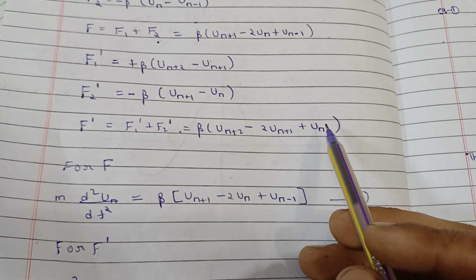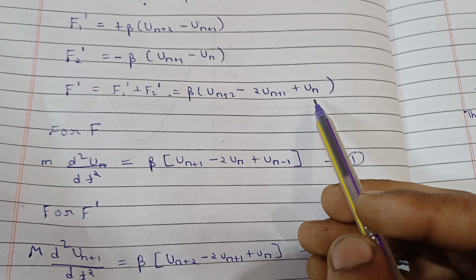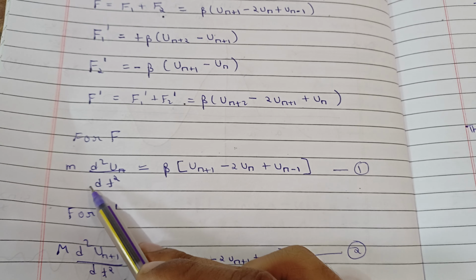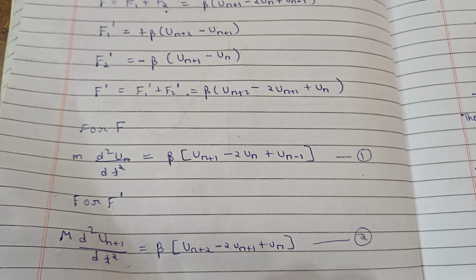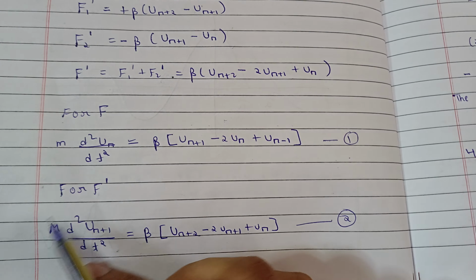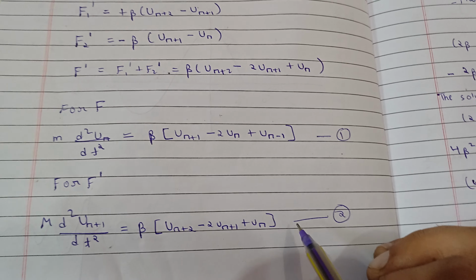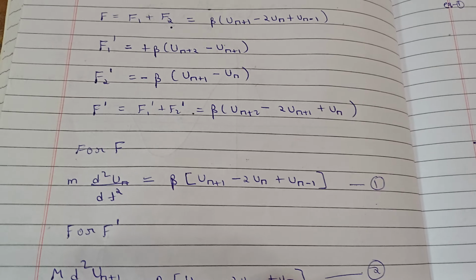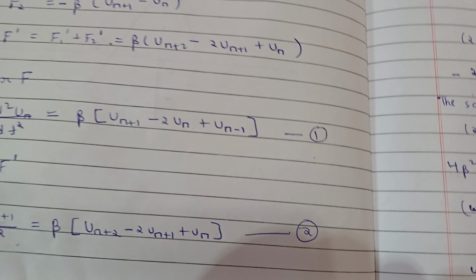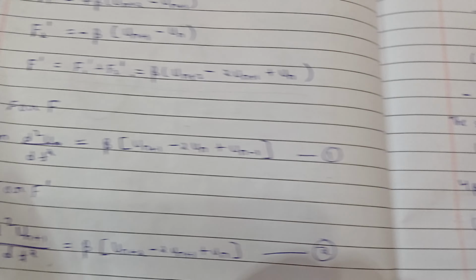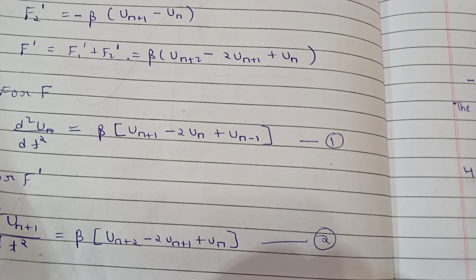So we have two equations of motion for these particles. For the nth particle, we have this equation, where the second derivative is nothing but acceleration, because un is the displacement. For F prime, we get this form. Now we need to solve, the same way as we did in the previous one. There are two ways to solve this: either find a solution directly, or assume a solution.